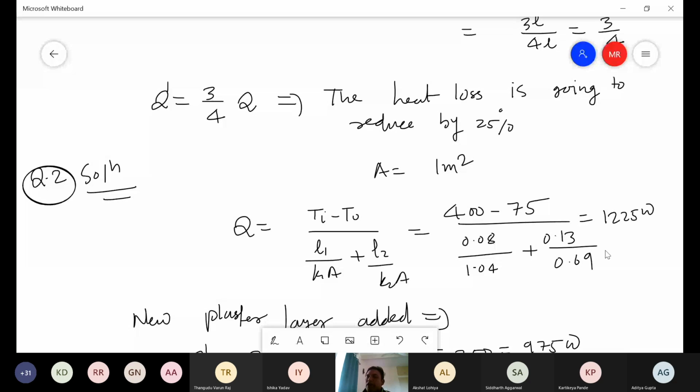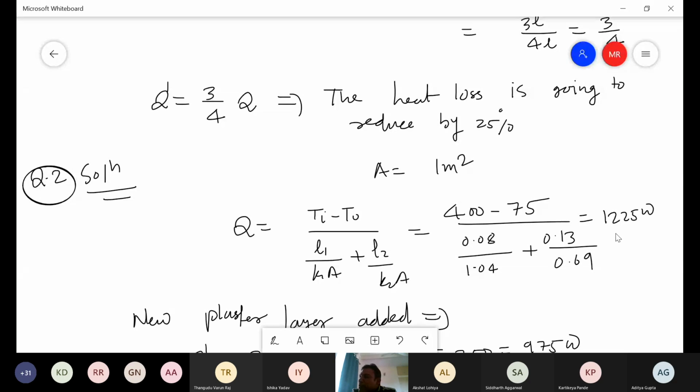So by putting all these values and calculating, what we get is Q comes out to be 1225 watt. Okay. So this is what we have obtained, the net rate of heat loss from the outer wall.